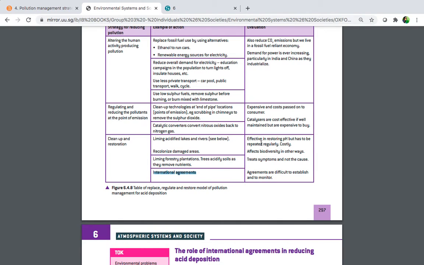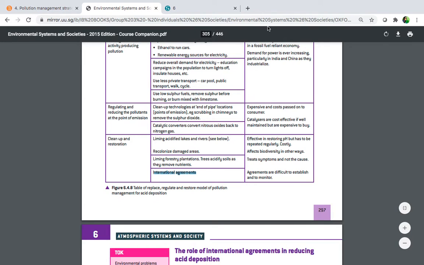And the evaluation is that it is effective in restoring pH, but has to be repeated regularly, is costly, affects biodiversity in other ways, and treats symptoms and not the cause. Agreements are difficult to establish and to monitor. That is an evaluation, to see the strengths and limitations of something, okay?